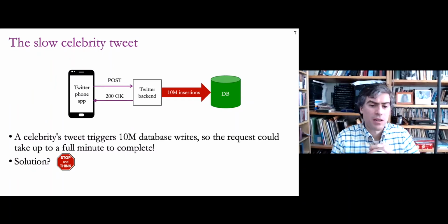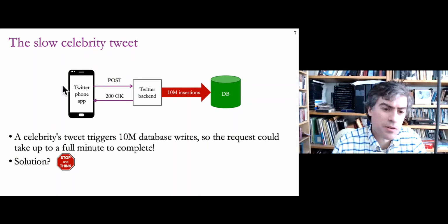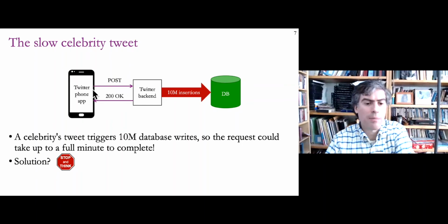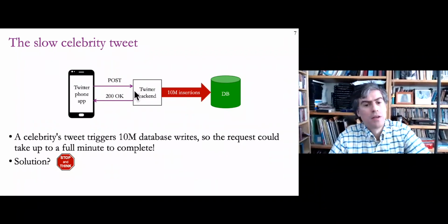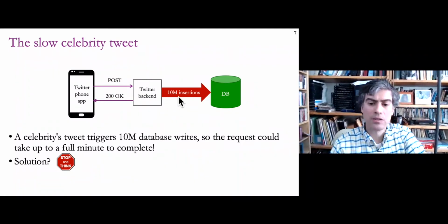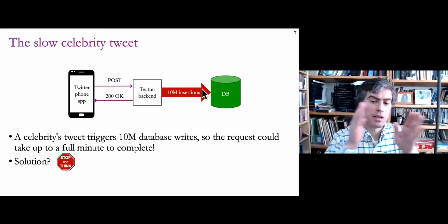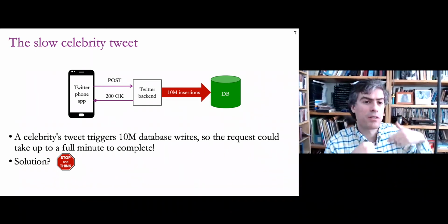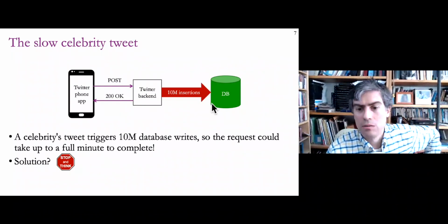So let's think about those celebrity tweets, though, and how to deal with them. All right, so here's the phone for the celebrity. The app makes a post request, let's say, in response to them typing out a tweet. That goes to the Twitter backend. The Twitter backend has to do 10 million different database writes, and those are all in different locations too. So it's not just a lot of data, it's a lot of separate operations involving round trips to the database. So that's really slow.